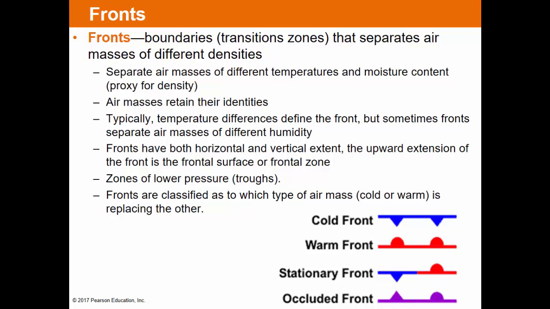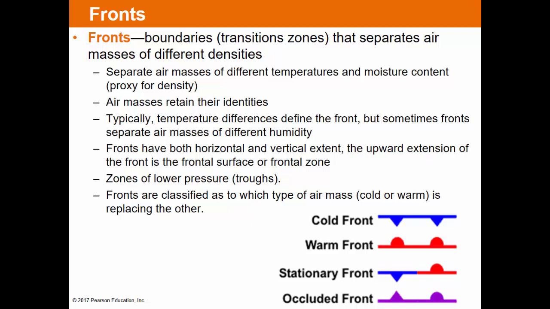Fronts, by the way, have both horizontal extent, so flat against the land, but they also have vertical extent. They extend upward, and the front side of that vertical extension is known as the frontal surface or the frontal zone. Something else that's interesting about fronts is that they are also elongated areas of low pressure, sometimes referred to as troughs. Just like a low, the big red L on a weather map, is an area in which winds converge and also air rises. Fronts are also areas, transition zones, along which winds converge and air rises. So fronts are elongated areas of low pressure.